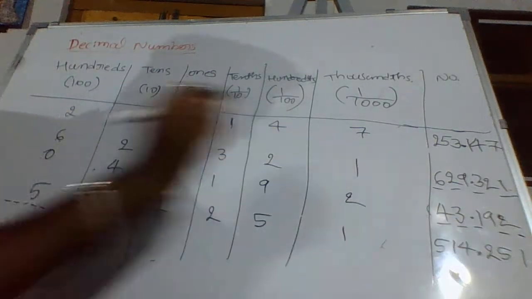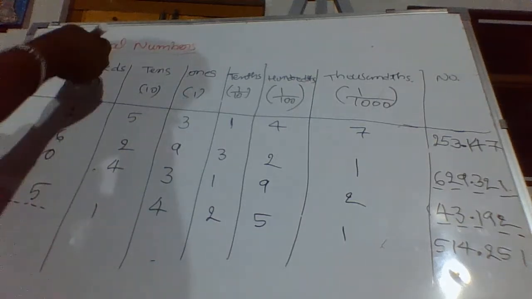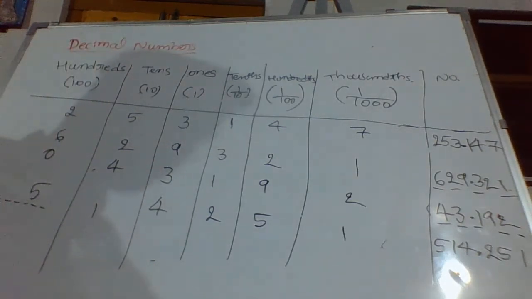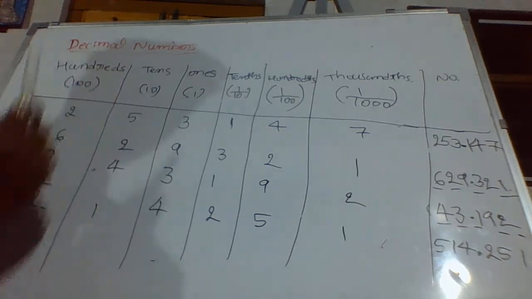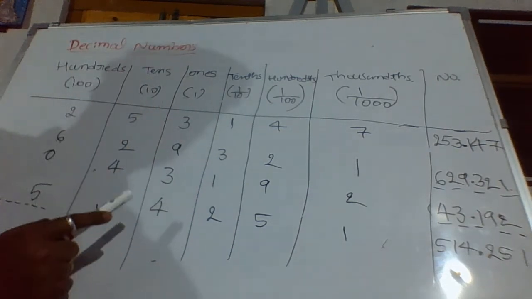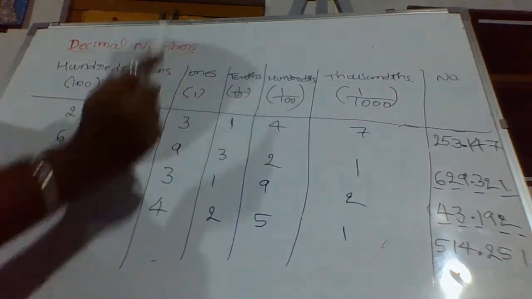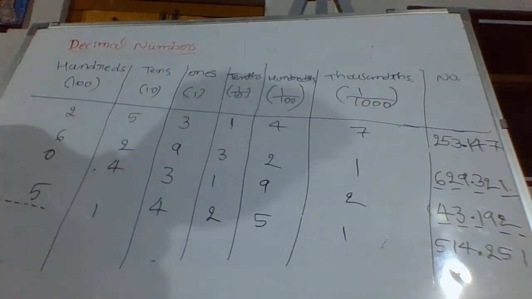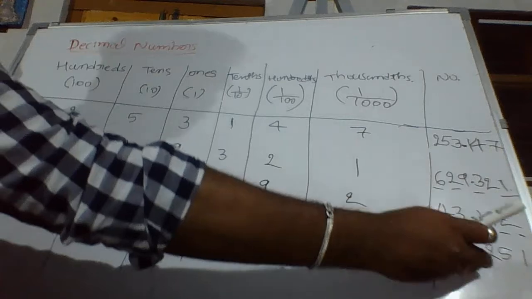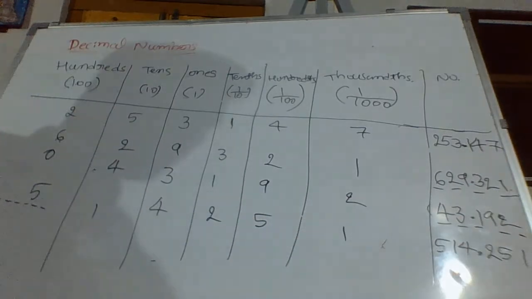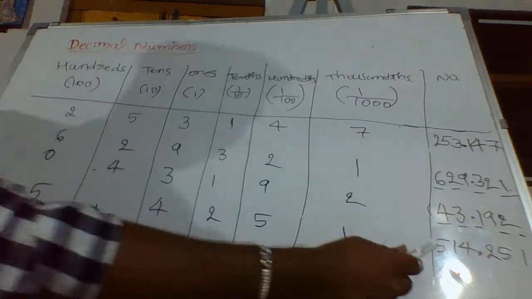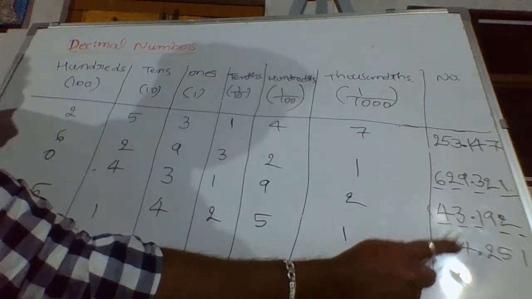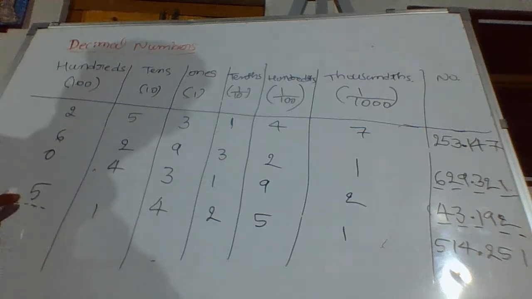But here in the fourth example, what have they given? They have given the final answer here. But here you should write the hundreds number. 1 is at the tens position, 4 is at the ones position, 2 is at the tenths position, 5 is at the hundredths, and 1 is at the thousandths position. And the answer is given as 514.251. So at the hundredths position they have given 5. So here what should you write at the hundredths position? 5 only. So 5 is the answer.